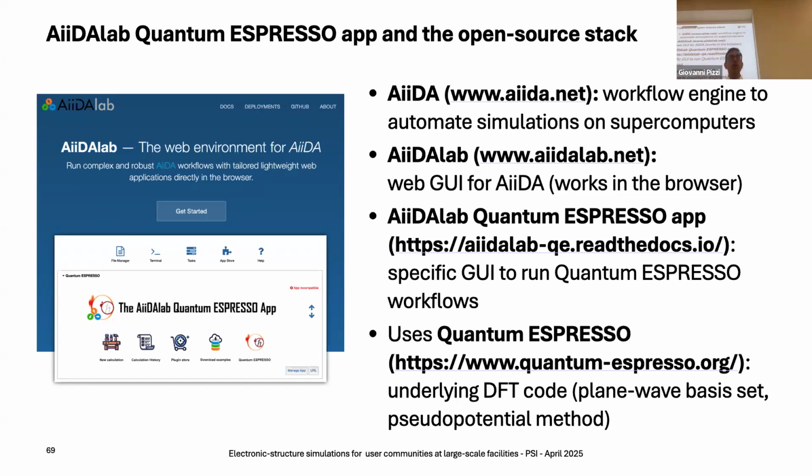And again, AiiDAlab is general, more like a GUI for AiiDA. And specifically, what we're going to present to you is AiiDAlab Quantum Espresso. It's a specific app. So in AiiDAlab, you can have multiple apps, multiple applications. We will present specifically the one for Quantum Espresso, which allows you to run basic calculations: relaxation, total energy, band structure.